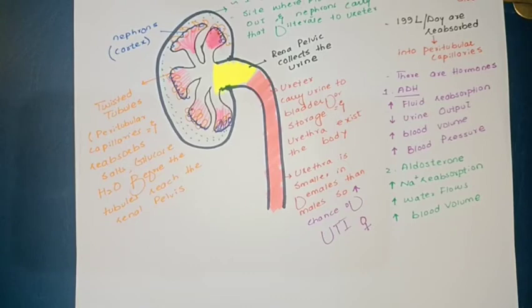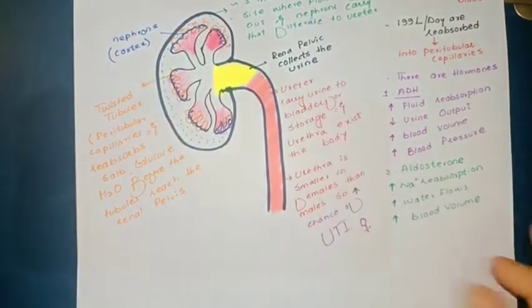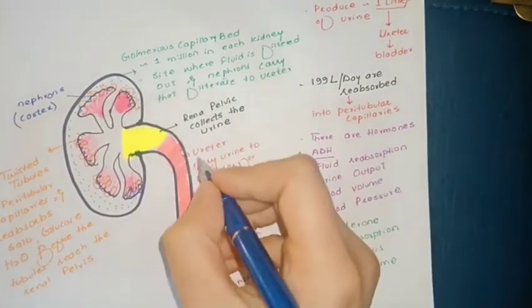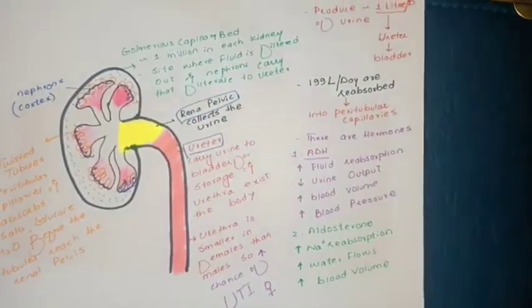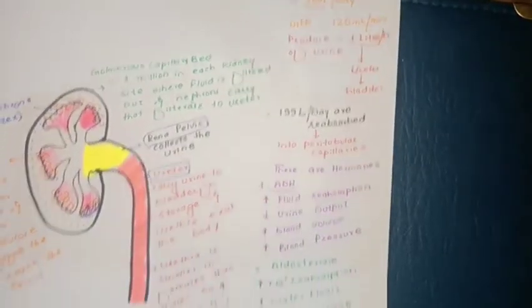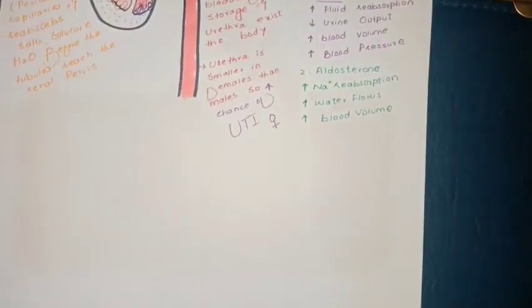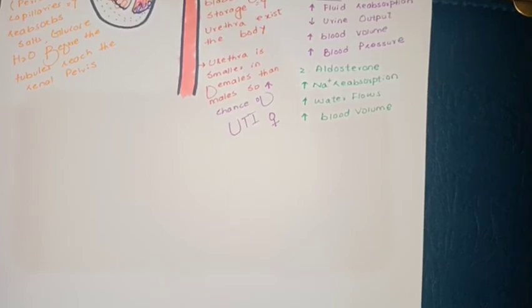So here the topic of the structure of the nephron tubule system ends. Here are the twisty tubules, nephrons, glomerular filtration bed capillaries, ureter. Here comes the ureter, the renal pelvic. Okay, so here the tubule system for filtered fluid is present. Now I'm telling you how filtration occurs.